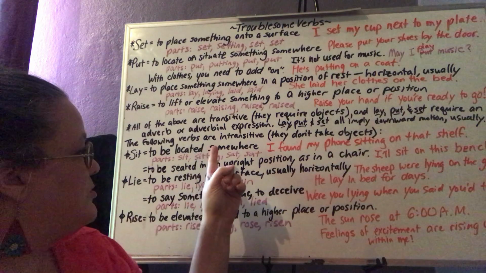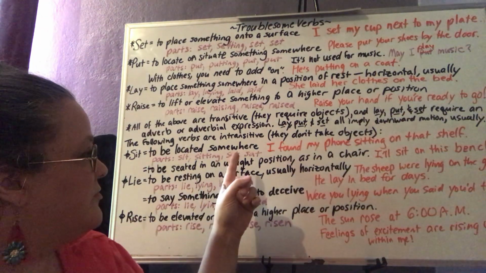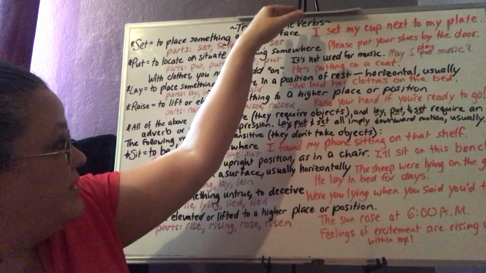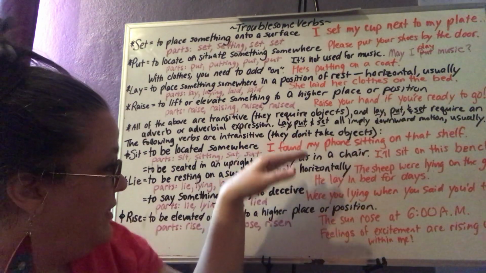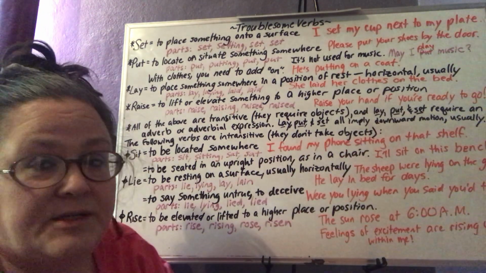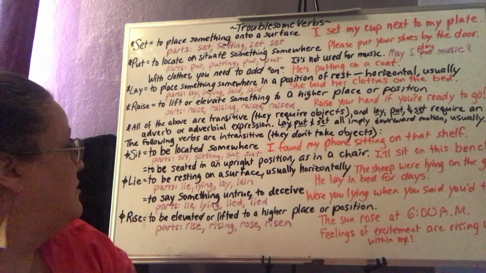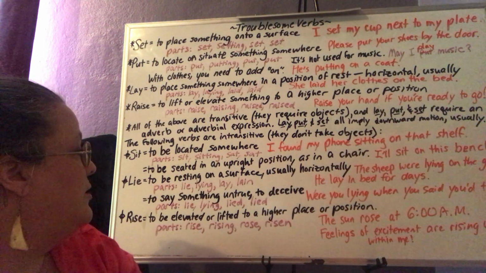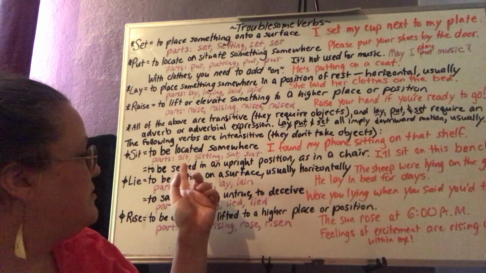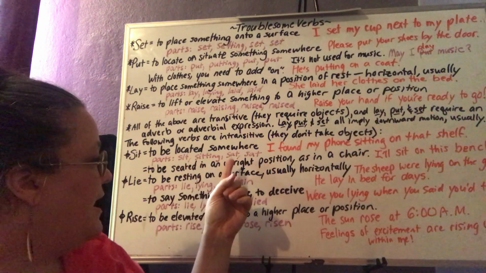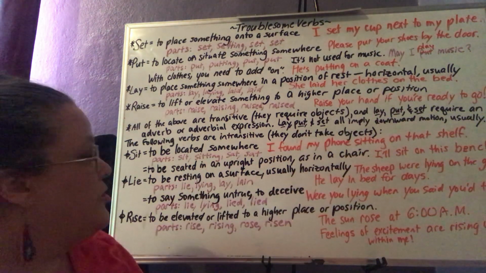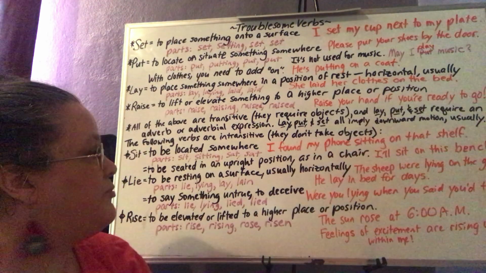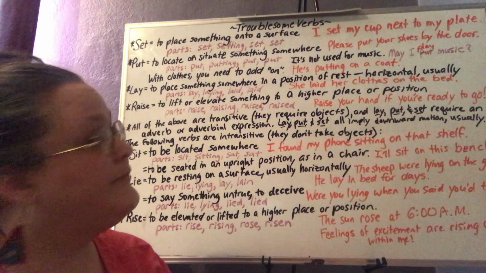The following verbs are intransitive. So up here they're transitive, and the ones down here are intransitive. They do not take objects. Okay, sit means to be located somewhere. The parts you can see: sit, sitting, sat, sat. So the past tense and the past participle of sit are both sat.